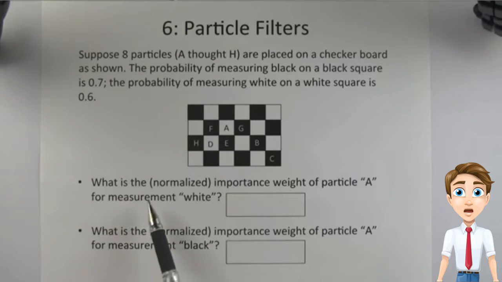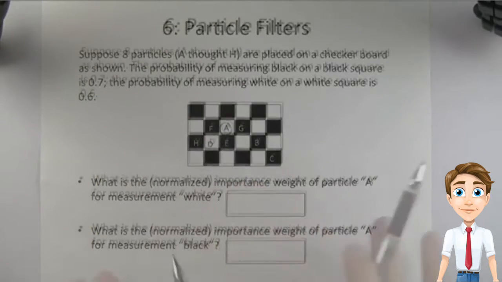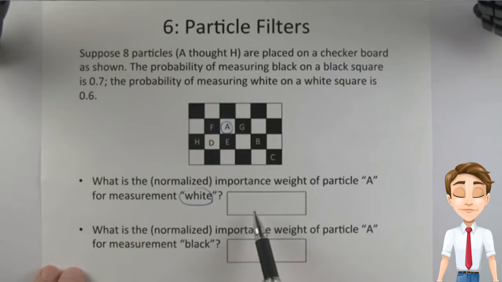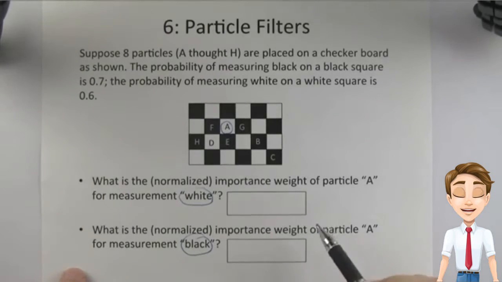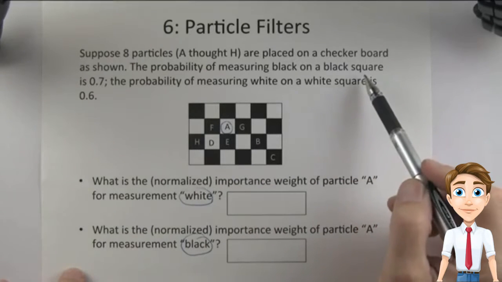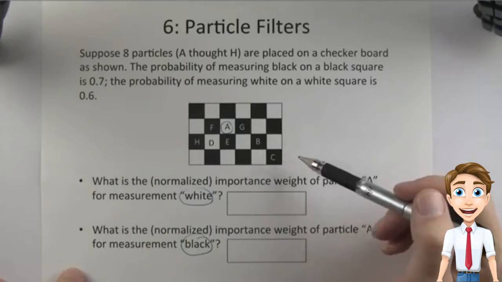Now I'd like to know what's the normalized importance weight after normalization of the particle labeled A if our measurement happens to be white. That's a number that you would like to put in over here. And I'm going to ask you the same question about the normalized importance weight of particle A if the measurement is black. To calculate this, you will go through these probabilities. For each particle, you will assign the measurement probability, and then you just normalize all of those so they add up to 1.